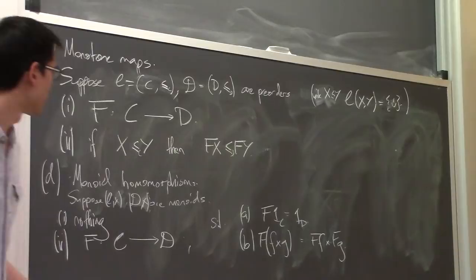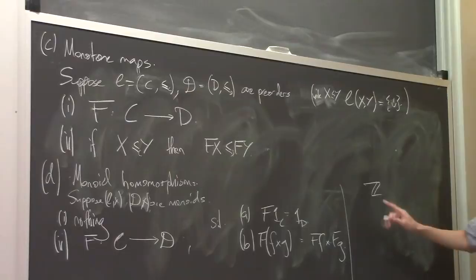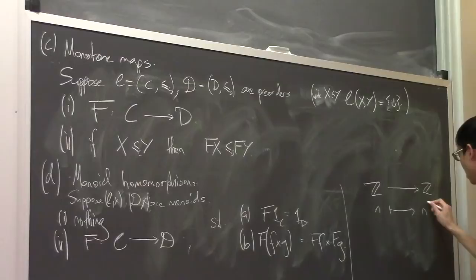So examples of monoid homomorphisms, you might consider, say, the integers as a monoid, so as a one-object category. So every integer is a morphism. And composition of morphisms is just, let's say, multiplication of integers. Then there's a functor, say, from Z to Z, a monoid homomorphism from Z to Z, which is, I guess, squaring. So it sends an integer to the integer squared. So this is an example of a functor. Okay.